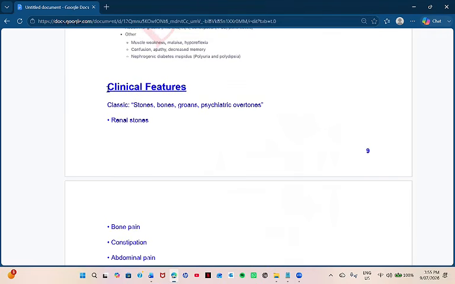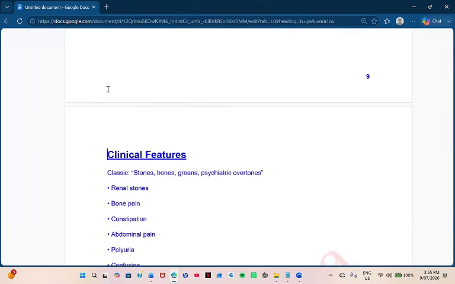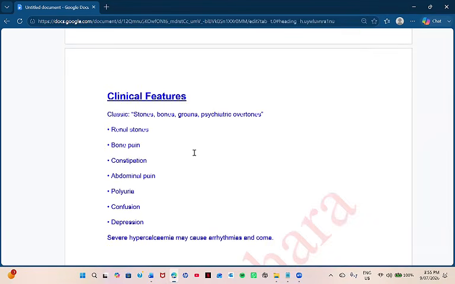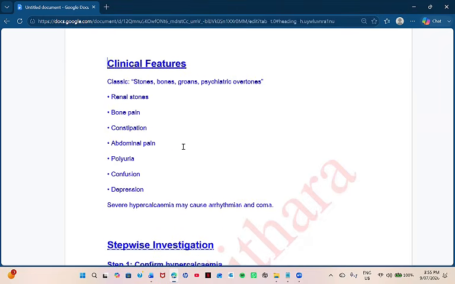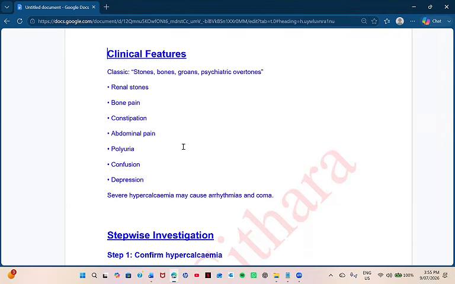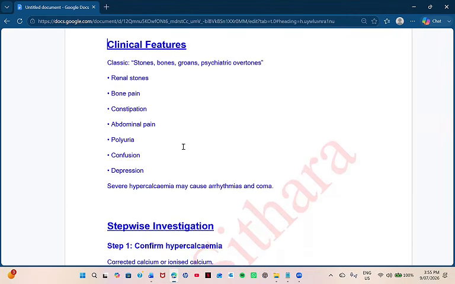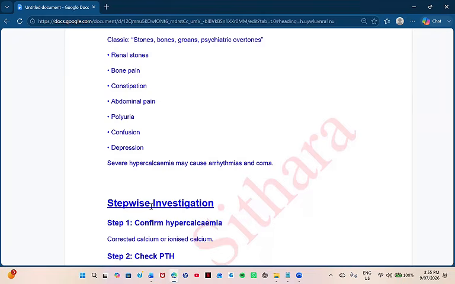Okay. So what are the clinical features that you can see in here? Stones, bones, groans, psychiatric overtones, right? So everyone knows how it presents: renal stone, bone pain, constipation, abdominal pain, polyuria, confusion, right? Depression, those are the associated symptoms, right?